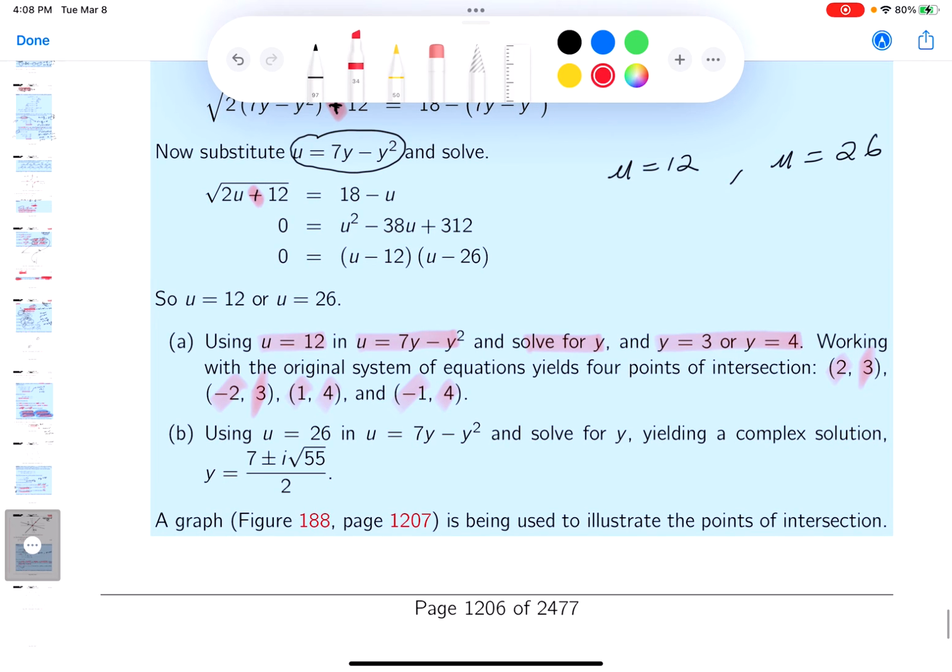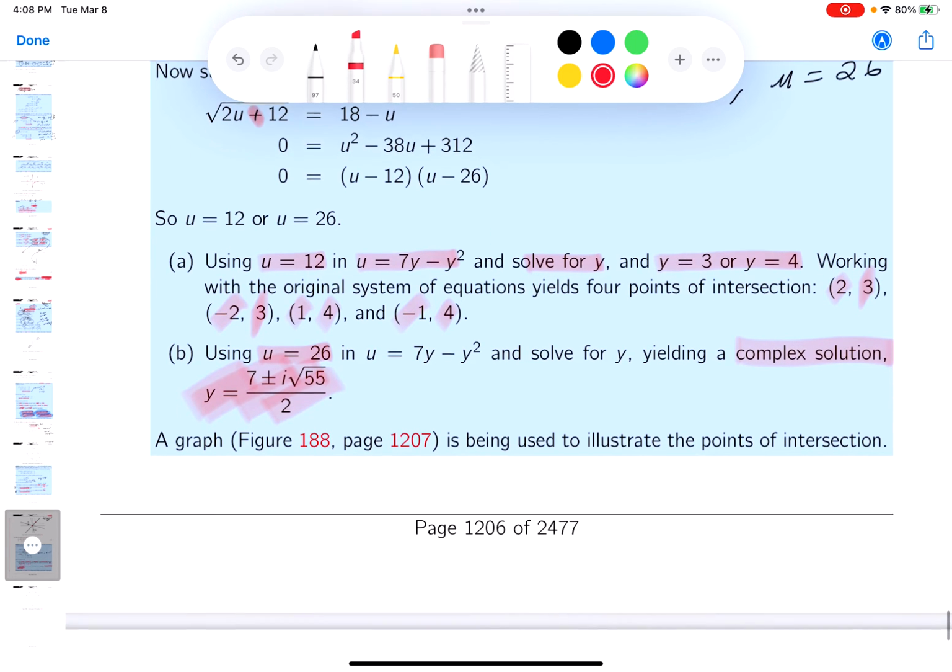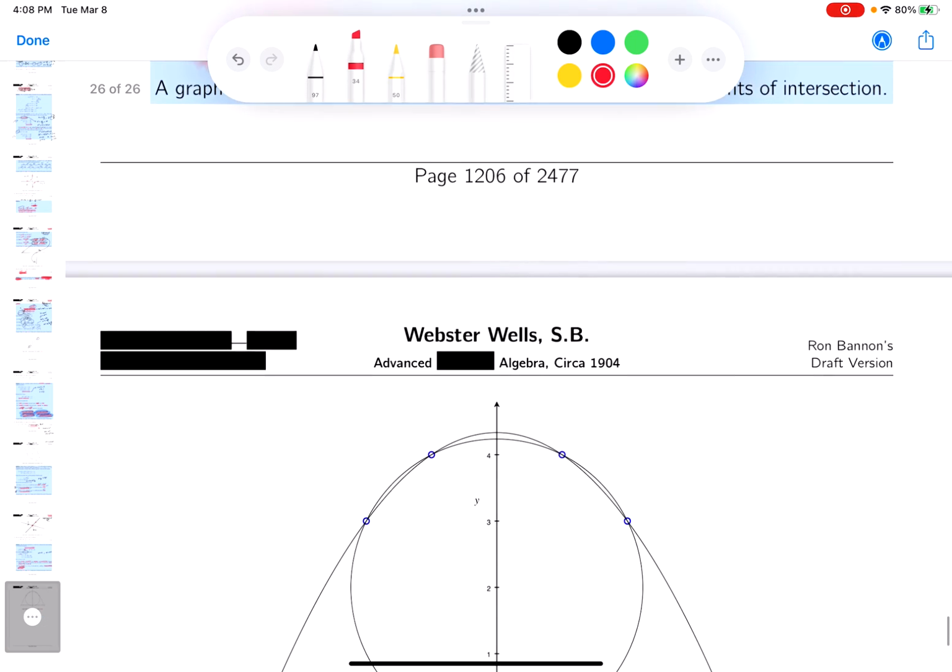All right? And then the other one is 26. Far more difficult to do. It's going to yield complex solutions over here. So I would say, maybe check it out. But you know what? I got 4 points of intersection I'm hoping to see. So let's see if we got it.